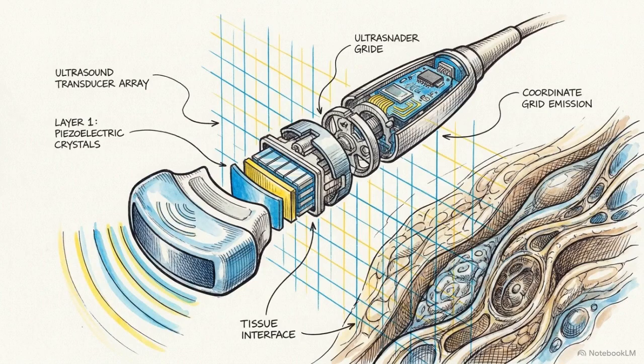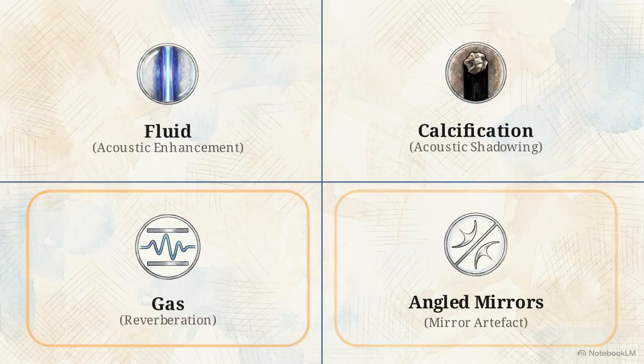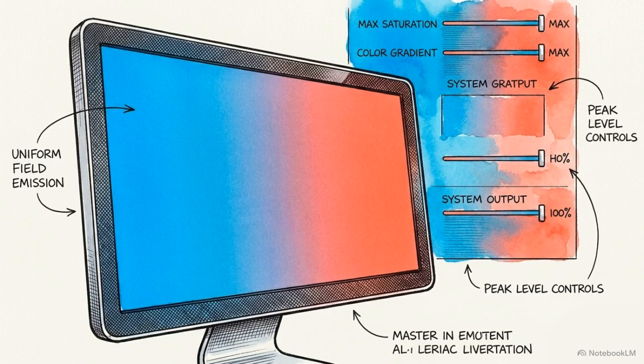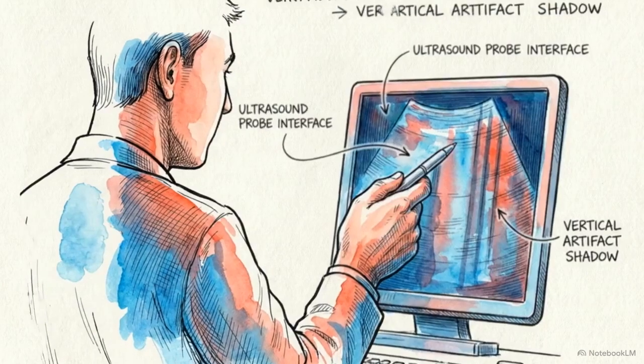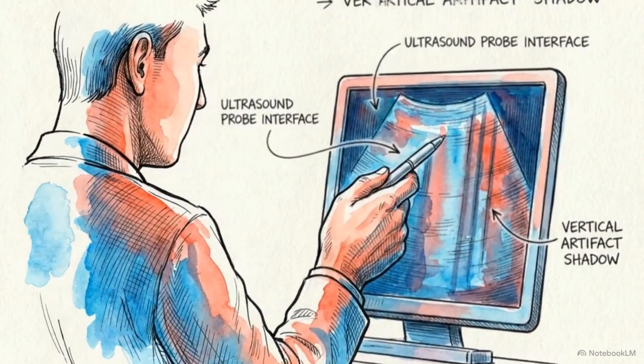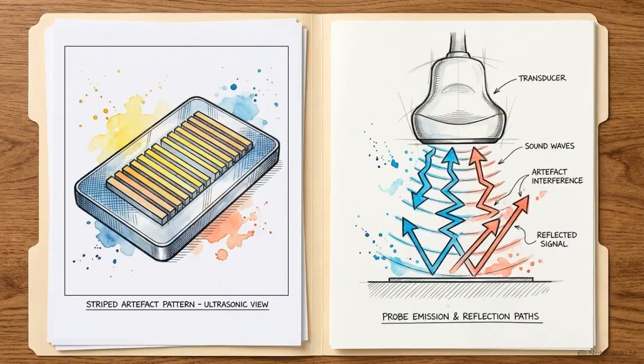Ultrasound image generation is entirely reliant on mapping time of flight and echo amplitude against a rigid set of uniform physical assumptions. As we see in this summary matrix, when those assumptions encounter fluid, calcification, gas, or angled mirrors, the mathematical model breaks down. Newer machines attempt to digitally smooth out these anomalies, but aggressive correction can actually erase critical medical data. To a trained radiologist, an artifact is never an error to be ignored. It is a definitive physical signature of the underlying tissue mechanics. Mastery of diagnostic ultrasound requires looking past the rendered image to identify exactly how and why the machine was tricked.